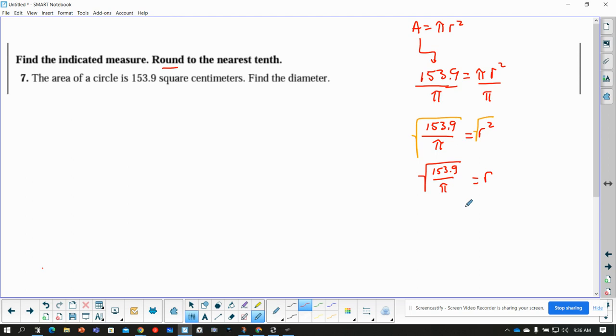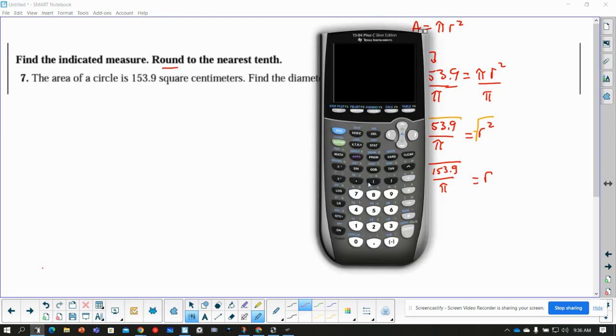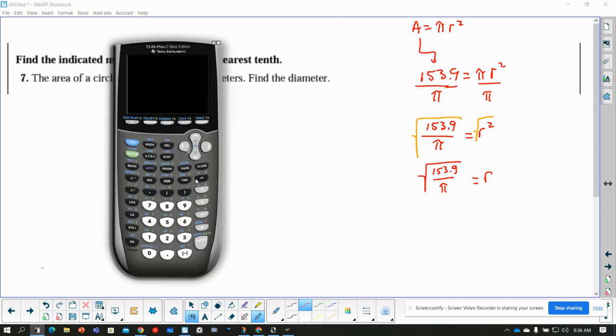You're right. It is ugly and terrible. But your calculator is a pro at doing ugly and terrible. Okay. So let's turn my calculator on here. All right, so I need to do the square root of 153.9 divided by pi. So first of all, where's the square root key? It's above the x squared key. You see it right there, that little blue right there? So to get to anything that's up above, you hit the second button and it gives you that.